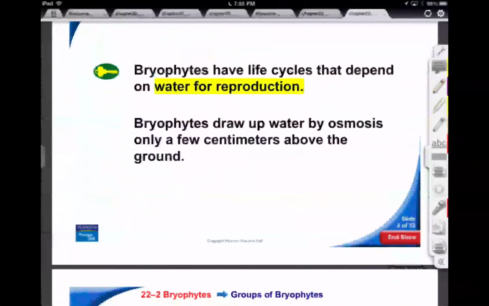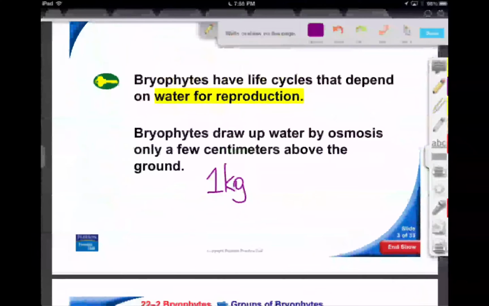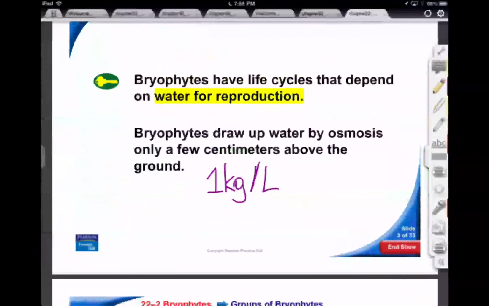You think about how heavy water is, right? Water is 1 kilogram per liter. And a lot of big trees can move many liters of water up their stems. If you stop and think about the physical challenge that represents, you can see that moving around water can be a real challenge. But just get a piece of paper towel wet and you'll see that the water just spreads right through it by capillary action.